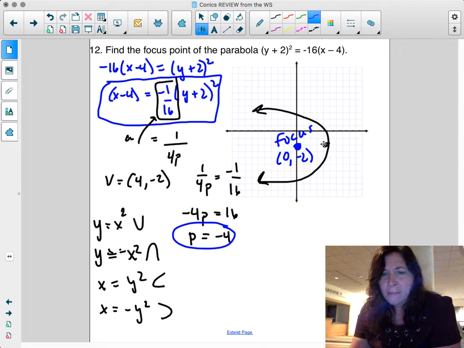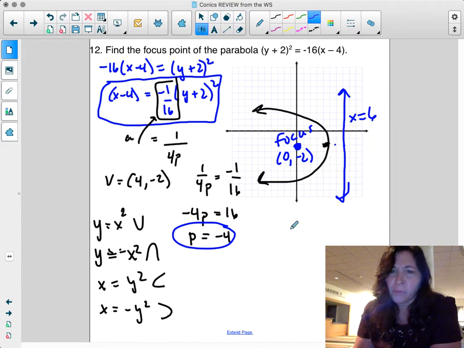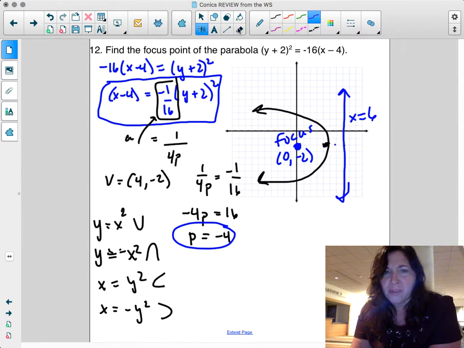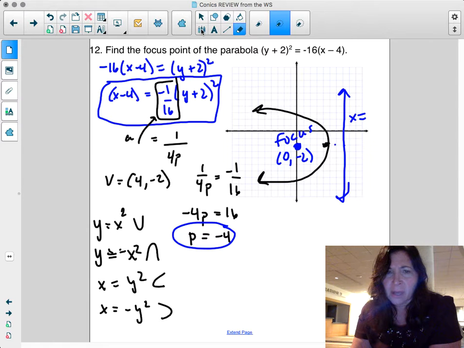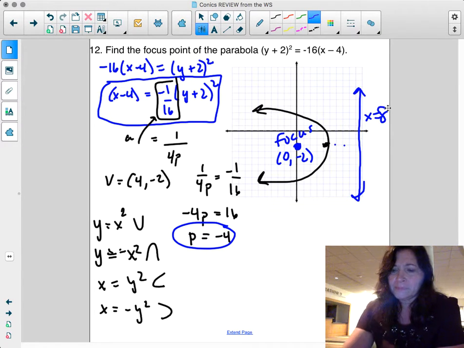So we did that. Just to let you know, if I wanted to find the directrix also, I would go 4 in the other direction. And this equation would be over 4 plus 2, so it'd be what? X equals 6? Oh, excuse me, because it went over 4, it wouldn't be x equals 6. It would be x equals 4 plus another 4, so that would be 8. So it'd be x equals 8. So let me move that over there and put that right there.